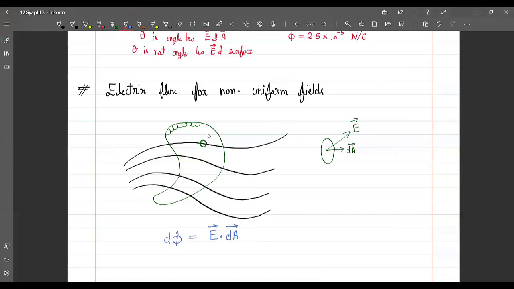No problem with that. I've taken a very small area in a very small region. For that small region, I can take my electric field to be constant. Even if it is varying continuously for large distances, for very small distances, dA is called infinitesimal area, means very, very small area. For that small area, the electric field vector can be taken as constant. For infinitesimal area, electric field could be taken as constant.